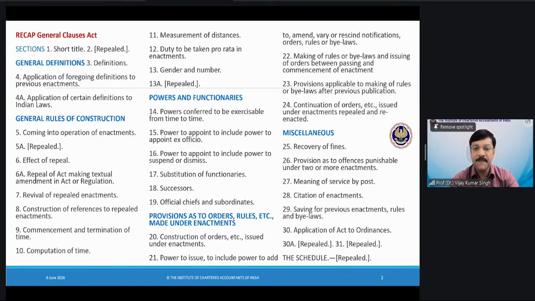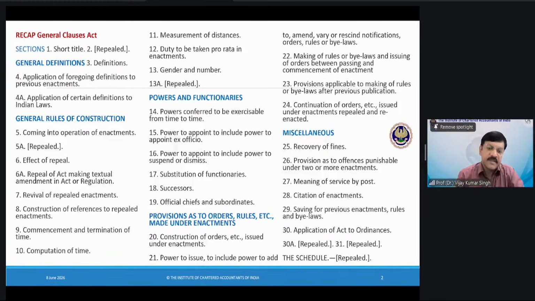Made under the enactment. And in miscellaneous provisions, we tried to understand how there can be a recovery of fine in civil penalties, what is meant by service by post, and application of ordinances. These are the things we discussed under the General Clauses Act in the last two sessions. We have seen plenty of questions also.